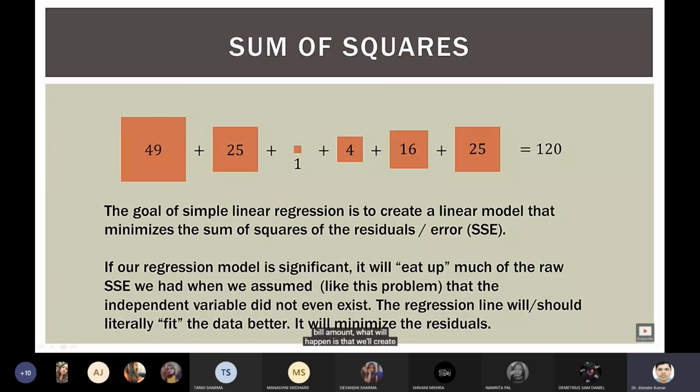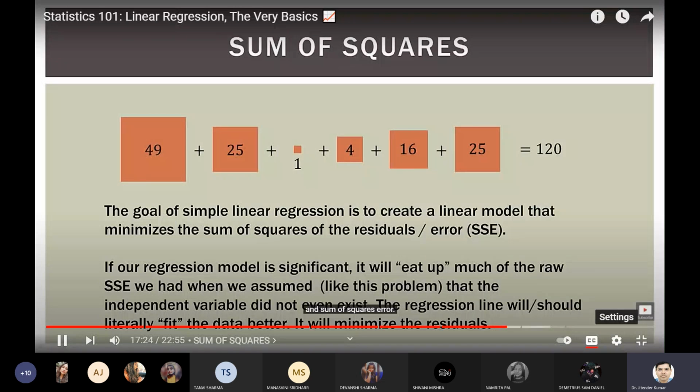And what it will do is it will sort of eat up some of this. So when we do regression, we're going to have sum of squares regression and sum of squares error. By introducing that independent variable of bill amount, it will create a new line that goes through the data. That new line will explain some of this sum of squares, and therefore it will reduce the SSE, the sum of these squares, as much as it can. So the regression line will and should literally fit the data better. It will minimize the residuals.